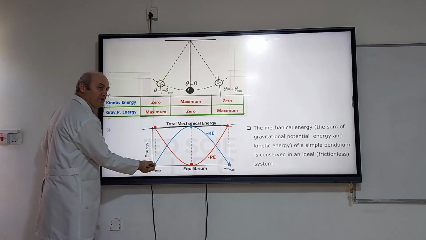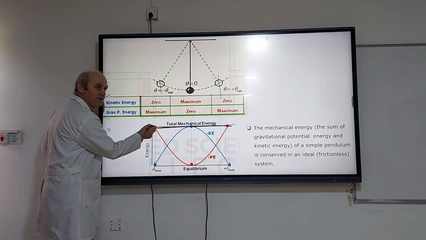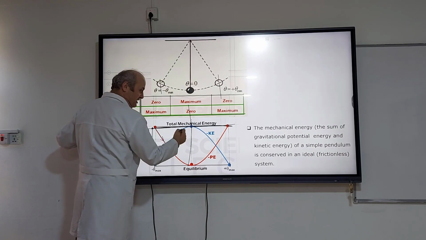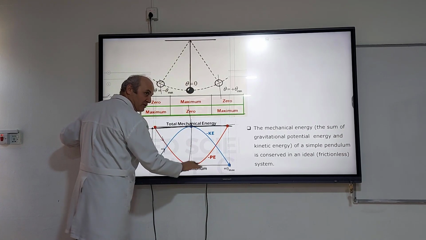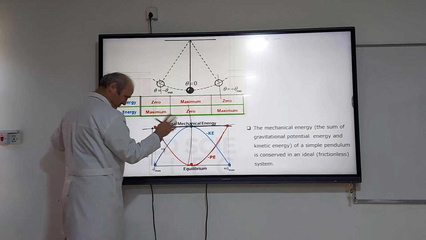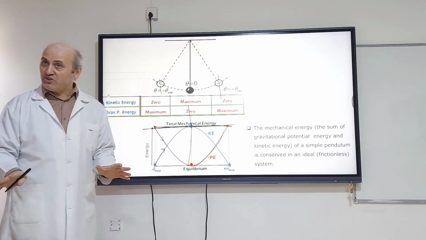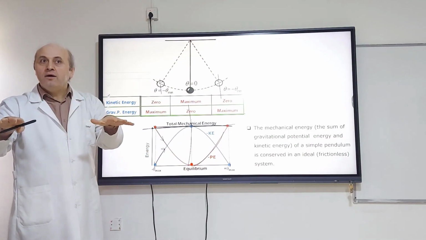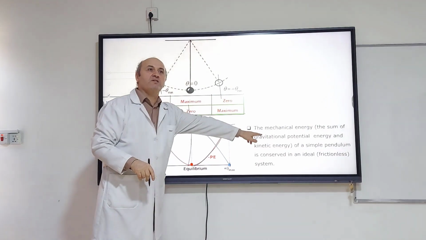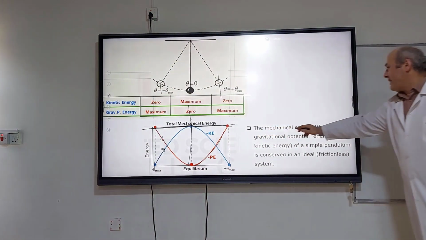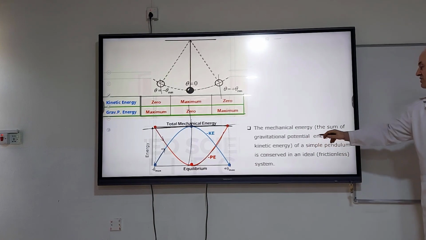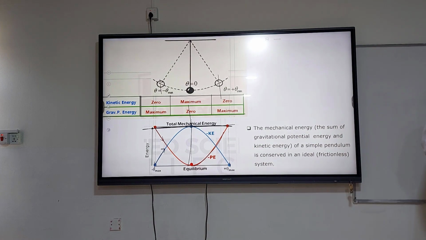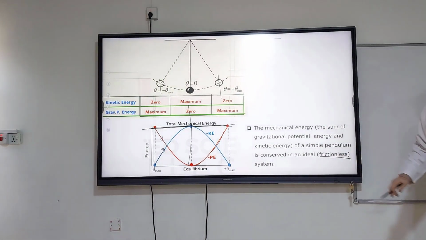At maximum displacement, kinetic energy is zero, which is blue, but potential energy is maximum. Then potential decreases, but kinetic increases. At the equilibrium position, kinetic is maximum and potential is zero because it's at the lowest position, but then changes again oppositely. Blue is how kinetic energy changes, red is how potential energy changes, but their sum is always unchanged. This statement is the last one, a missing question: the mechanical energy, the sum of the kinetic energy and potential energy of a simple pendulum, is conserved, constant, if the system is frictionless, with no damping.